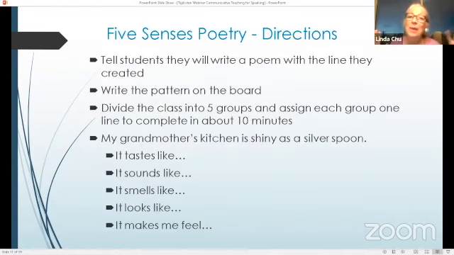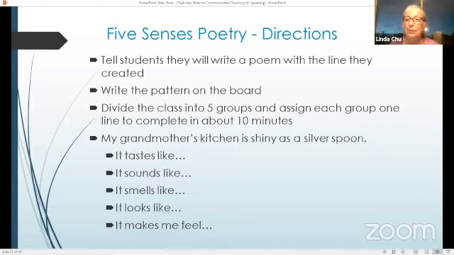Then you're going to, as a class still, tell the students to write a poem with the line that they just created. So this is as the whole class. And you will write this pattern on the board. It tastes like, it sounds, it smells, it looks, it makes me feel. And then divide the class into groups and assign each group one line to complete. So we have 5 different lines to complete.